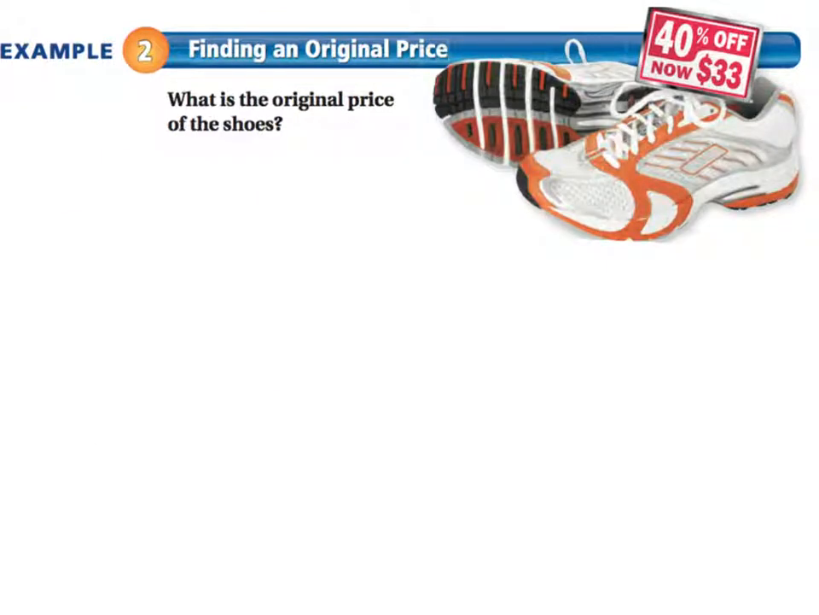Example 2, find the original price of the shoes. It says right here, shoes are 40% off and they're now 33 bucks. How much were they? What would you do? Do you take 40% of 33? No. So this is where we use our equation again. A equals P times W. We know the part is $33. $33 of what amount is what you're trying to find, the original price.